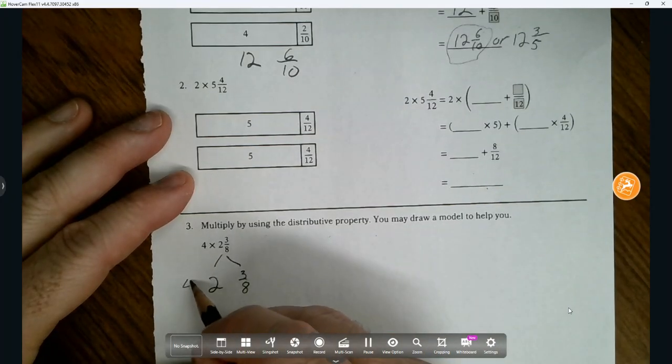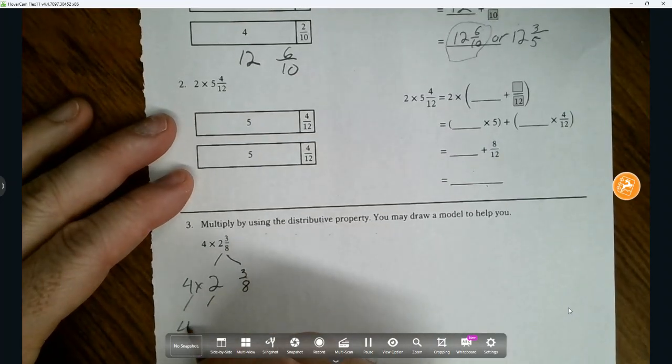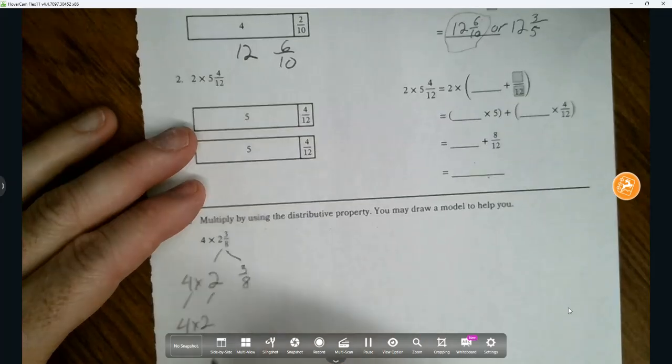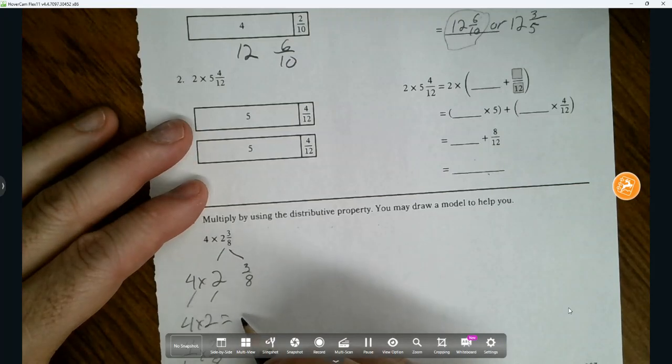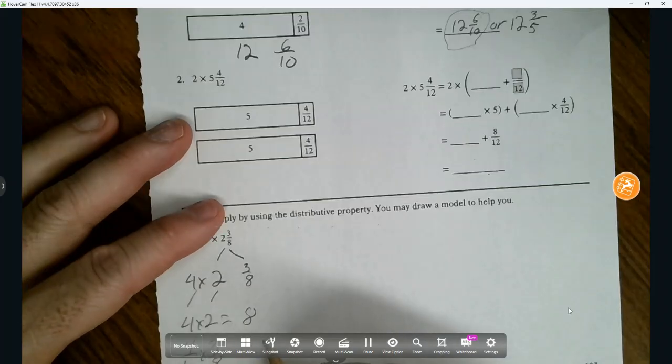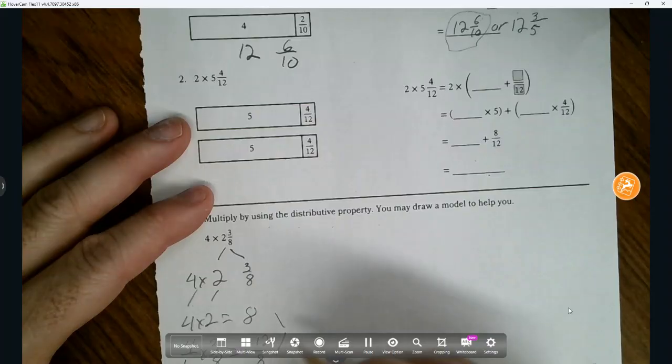So we're going to bring these both down. 4 times 2. Underneath that, we're going to say 4 over 1 times 3 over 8. So 4 times 2 is 8. 4 times 3, 12 over 8. All right, so now we just got to add these two together.